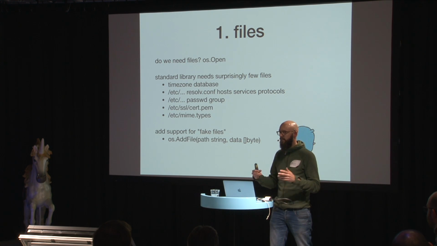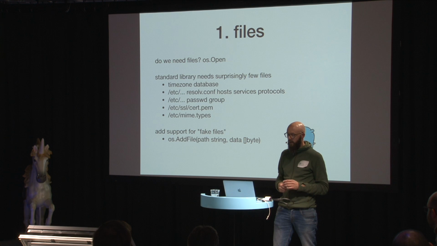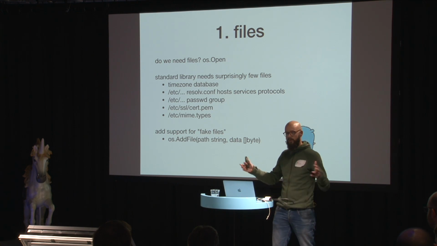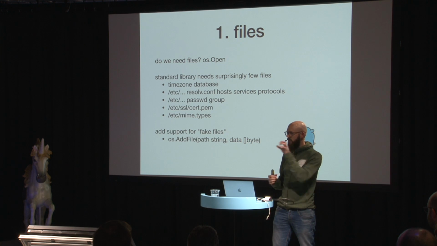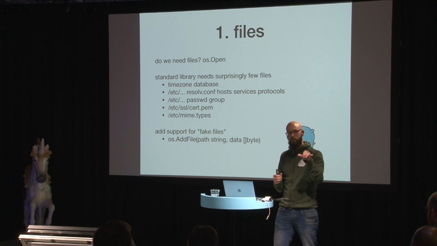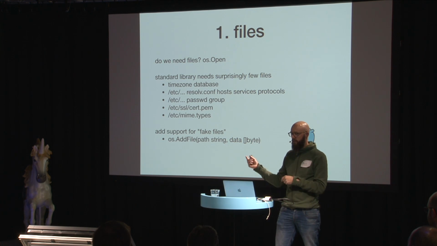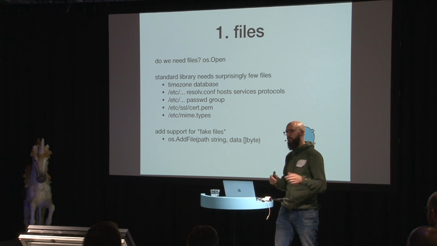So any attempt to open a file would fail. But I wanted to have some files available to the runtime. So I added this function AddFile, where you could just add a specific path with specific contents. And if you try to open that, you get a file handle to a fake file where a read would just return the data that you put in.